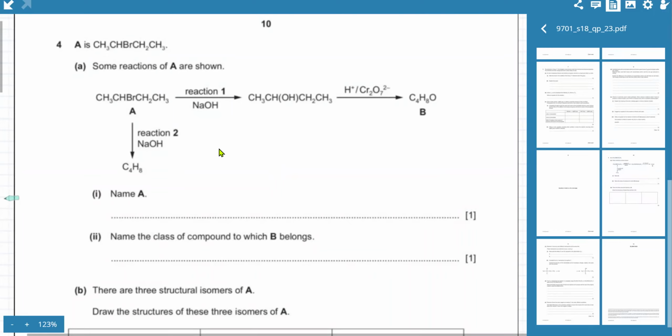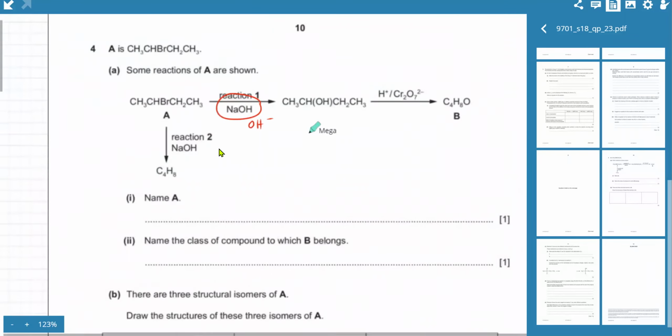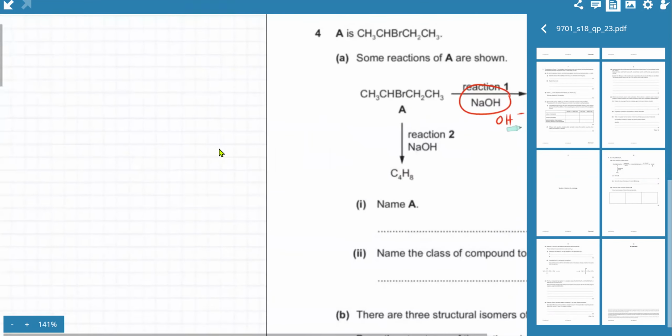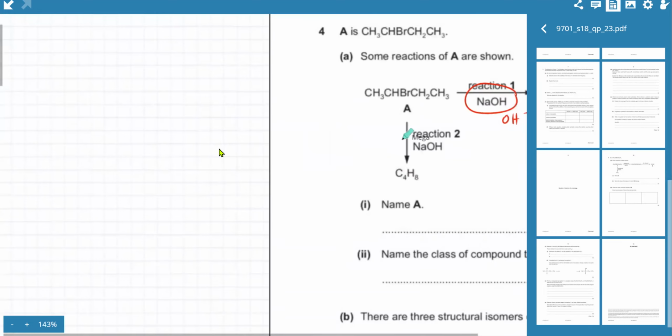So some reactions of A are shown. There's reaction one, where NaOH is being added. If NaOH is being added, it has an OH nucleophile. And halogenoalkanes, if you remember, have a reaction with OH ions. For example, this molecule over here is CH3, there is CH, and there is a Br, and there is CH2 and CH3 on the other side.